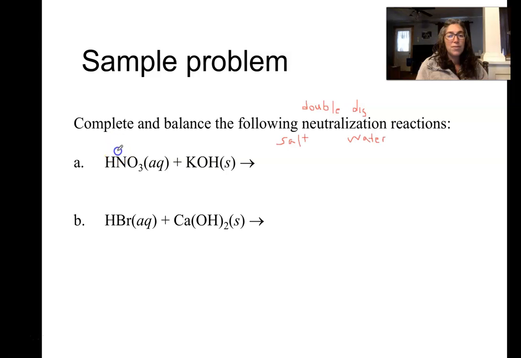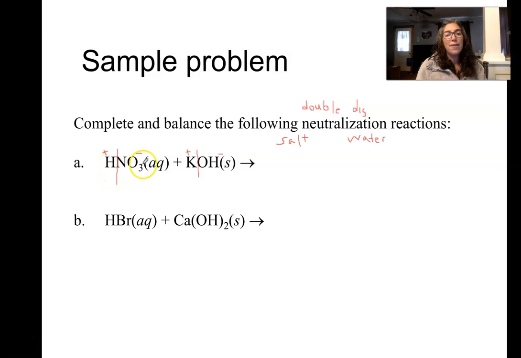So if we divided these into the ions, we have H plus and nitrate ion, a polyatomic ion, and here we have potassium ion, and potassium ion has a 1 plus charge because it's in group 1 of the periodic table, and all group 1 elements have 1 plus charge, and hydroxide is on that list of polyatomic ions, so it has a -1 charge. So now we're just swapping partners.